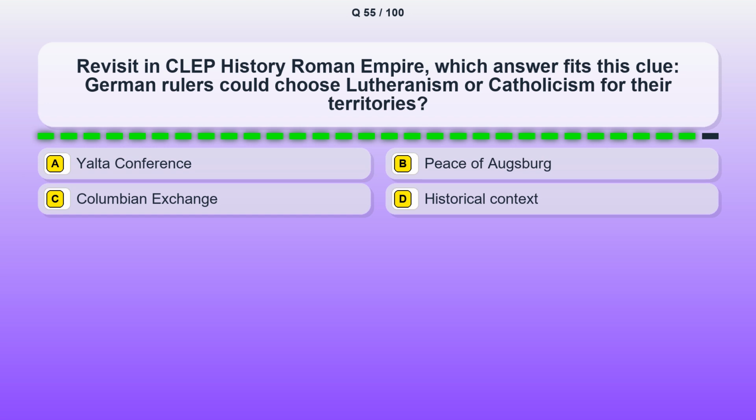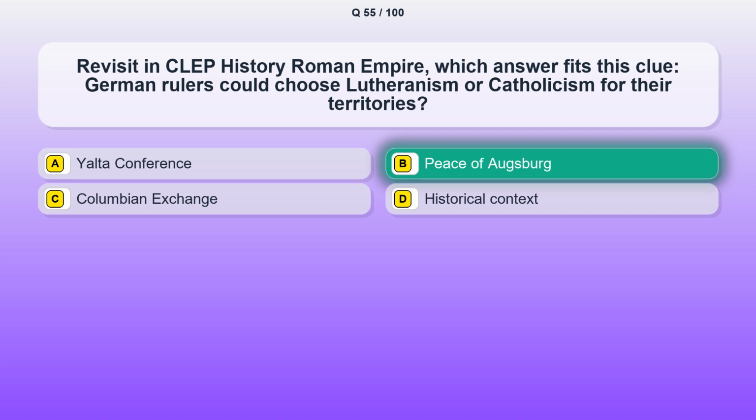Question 55. Revisit in CLEP History Roman Empire, which answer fits this clue? German rulers could choose Lutheranism or Catholicism for their territories. Option A, Yalta Conference. Option B, Peace of Augsburg. Option C, Columbian Exchange. Option D, historical context.